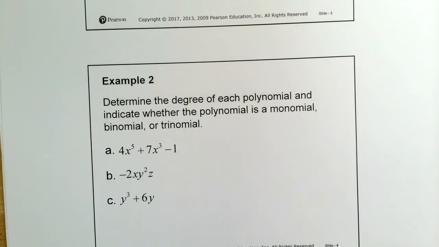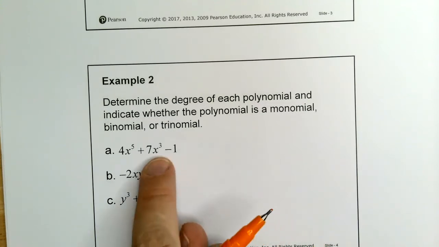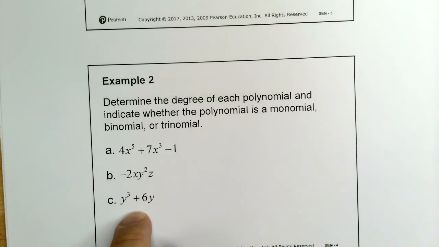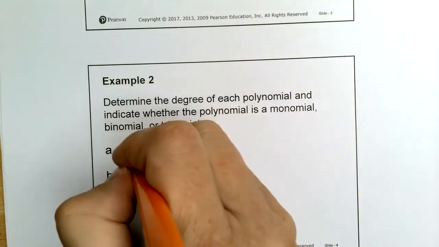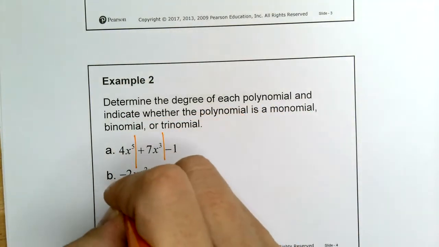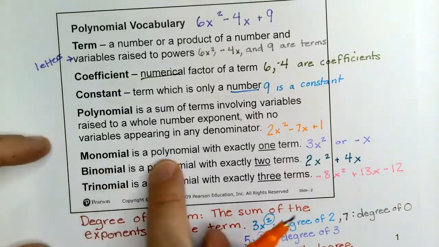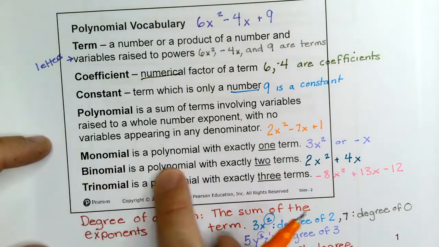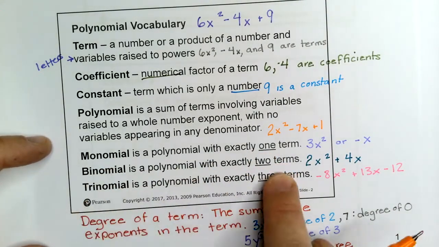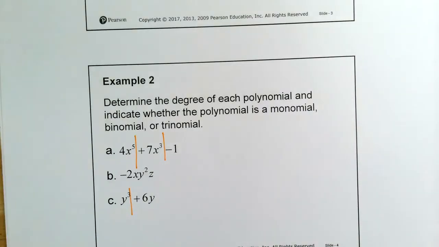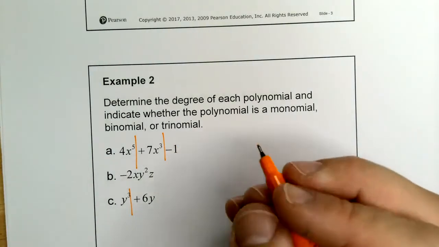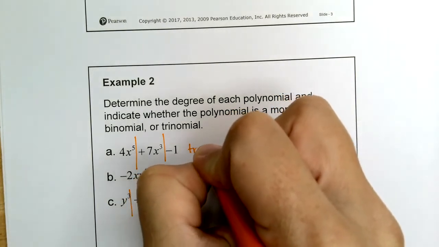So remember, we said that the terms are divided where you see plus and minus. Those are my terms. So the number of terms tells me whether it's a monomial, binomial, or trinomial. Monomial has 1. Binomial has 2. Trinomial has 3. So if this is 3, this is a trinomial.